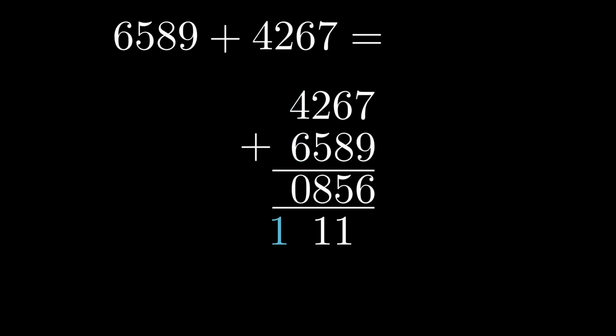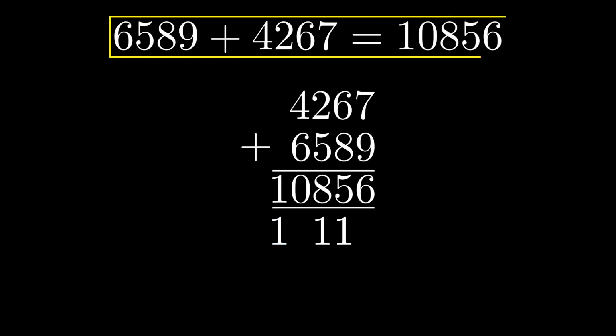Now, since there's nothing more to add in this column, we simply pop the 1 here next to the 0 as shown to give us 10,856.